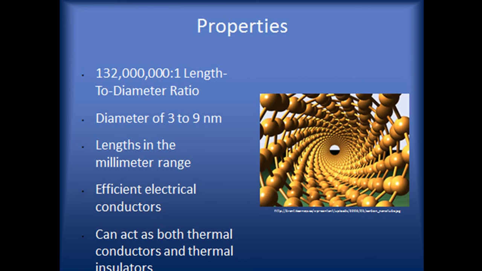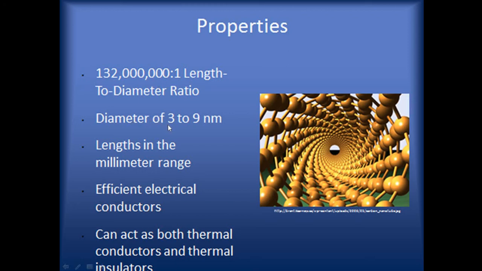So let us discuss the properties of carbon nanotube. What are the properties of carbon nanotube? If we consider the length to diameter ratio, suppose the diameter is 1, the length should be this much. So this much will be the length of the carbon nanotube. So the length to diameter ratio is this.